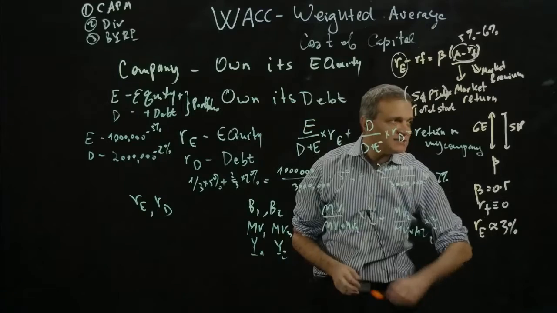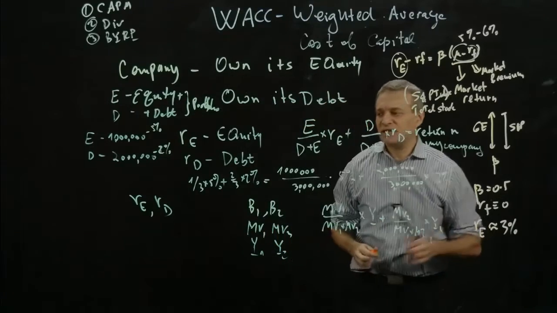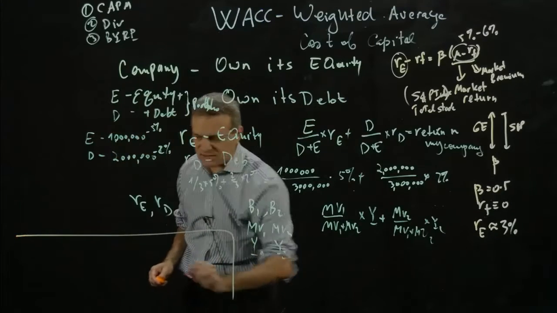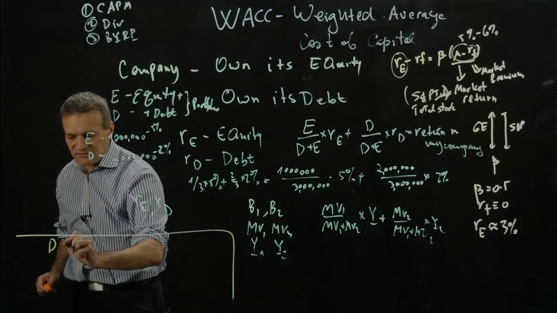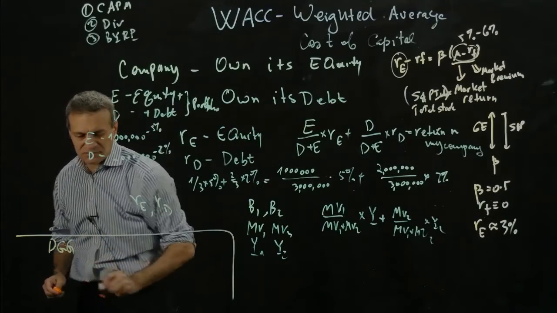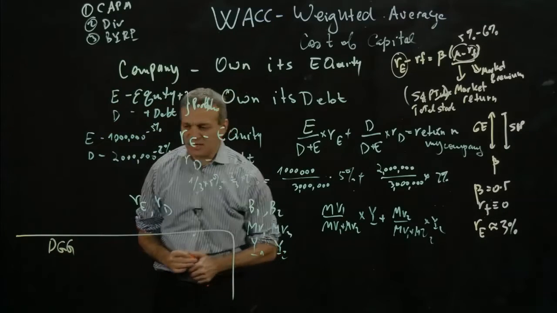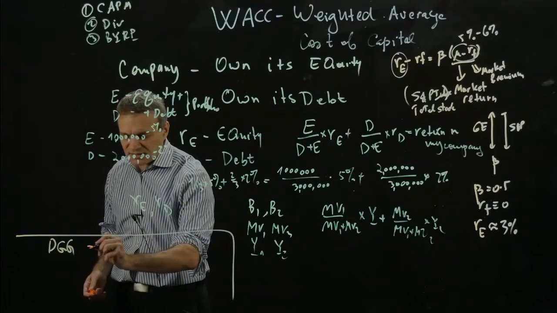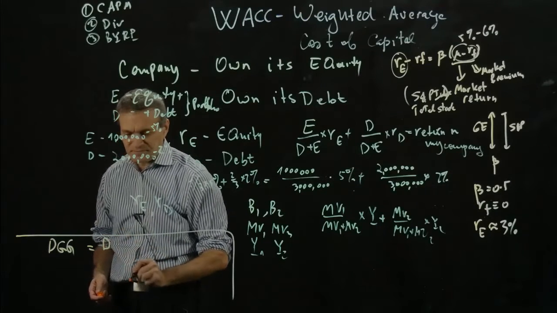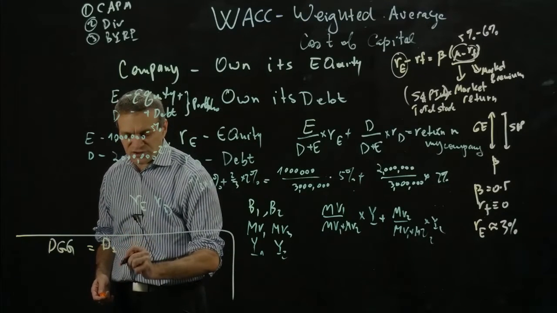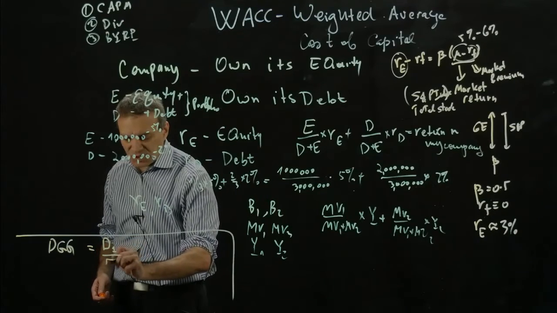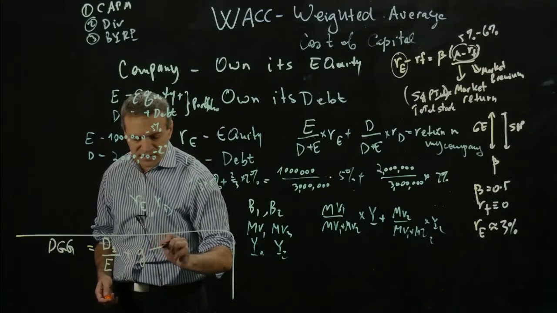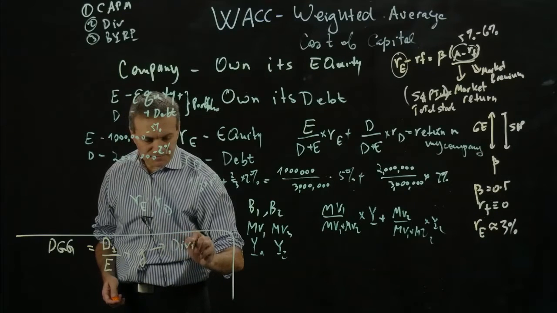Now, the other way to do it, the other way to think about this, is to use the discounted growth model, or discounted cash flow. In this particular case, you just say that this is going to be D, your future dividend, divided by the current price, plus your growth, and this is going to be the dividend growth.